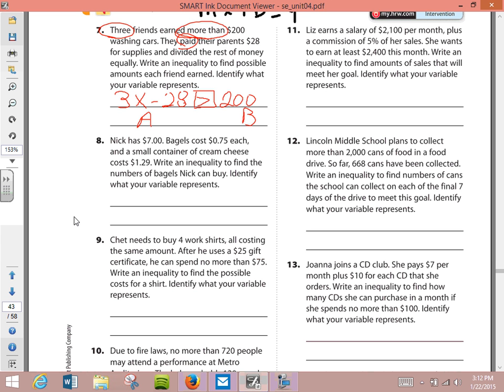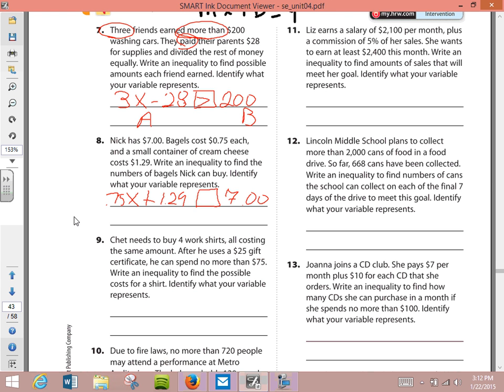Nick has $7. Bagels cost 75 cents each, and a small container of cream cheese costs $1.29. Write an inequality to find the number of bagels Nick can buy. So what is y? $7, right? That's how much money he has. What is b? 1.29. Why is it 1.29? It doesn't change. You only buy one container of cream cheese, and that's it, right? You can use that for the bagels you're going to buy. So what is m? 75 cents.